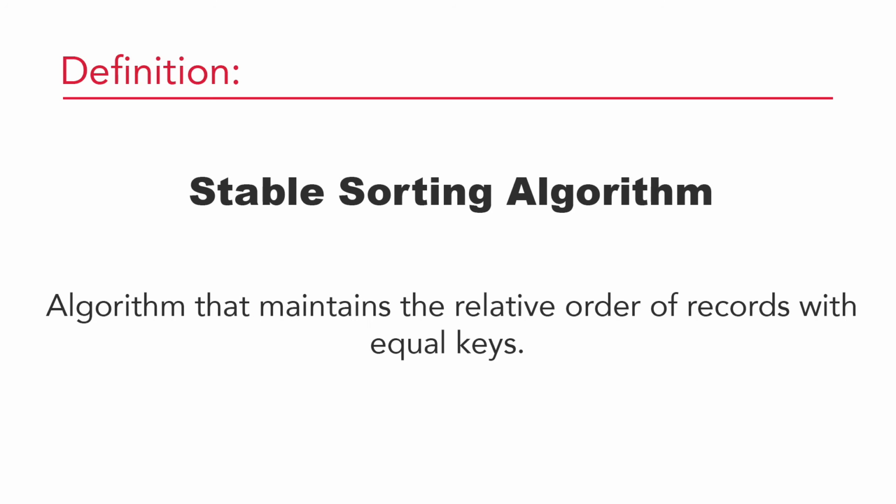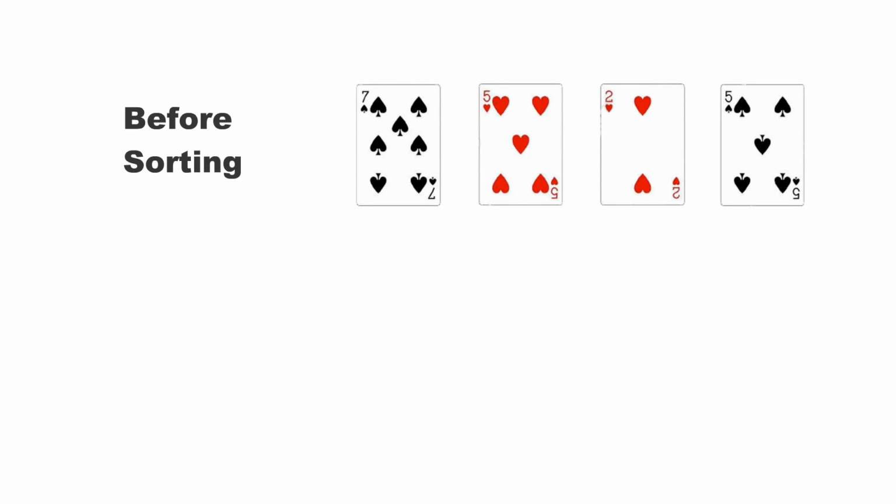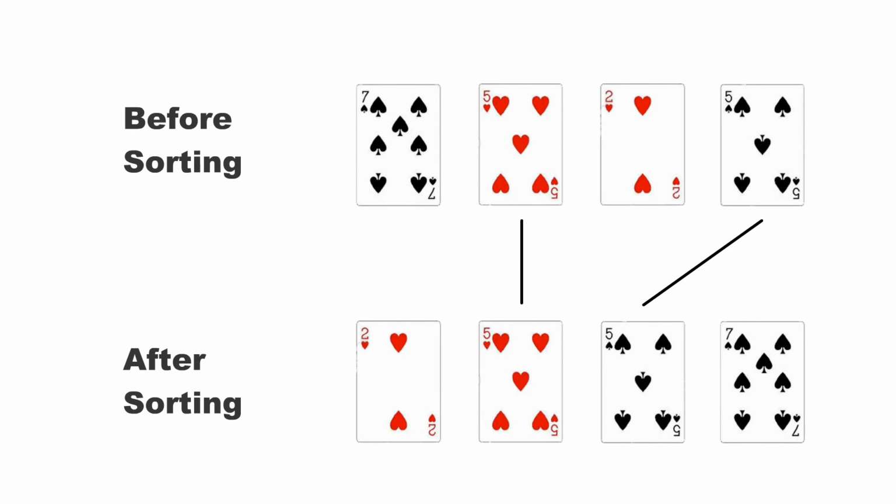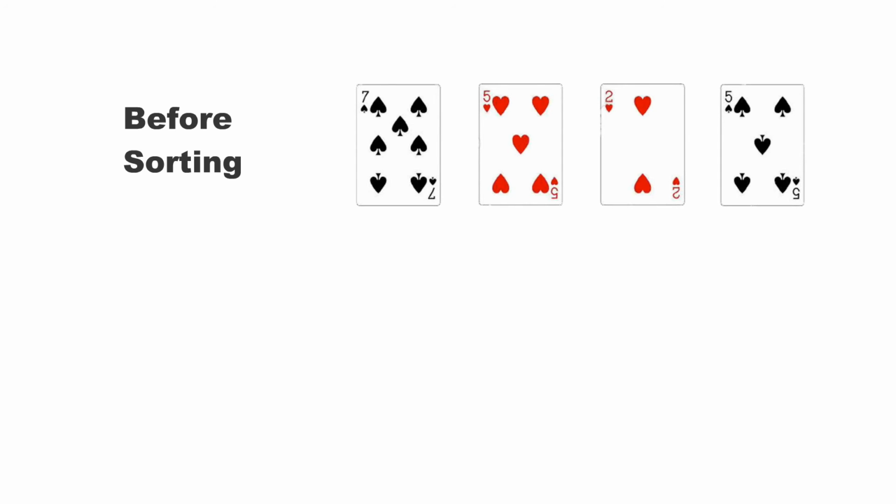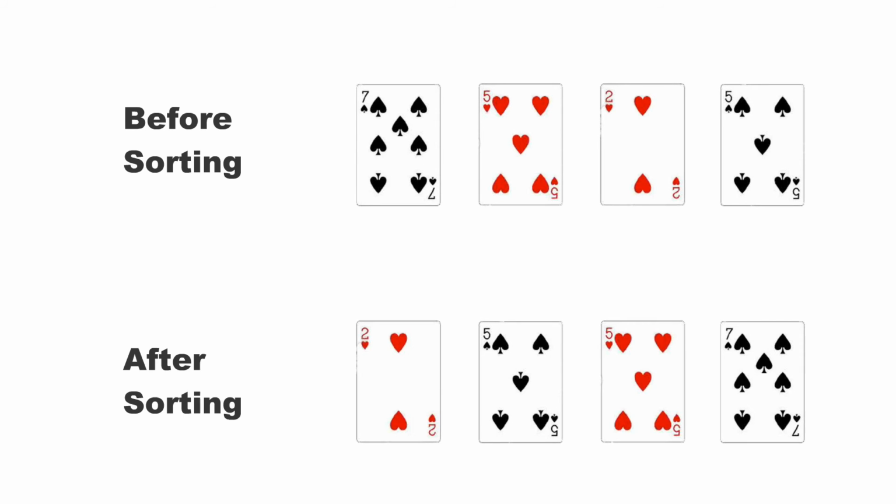A third consideration is stability. Stability, simply defined, is what happens to elements that are comparatively the same. In a stable sort, those elements whose comparison key is the same will remain in the same relative order after sorting as they were before sorting. In an unstable sort, no guarantee is made as to the relative output order of those elements whose sort key is the same.